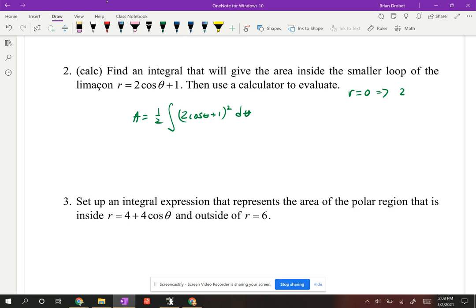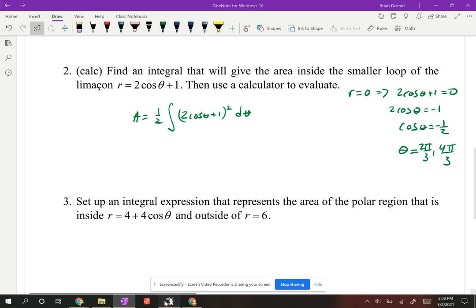So, here, let me be careful about this. 2 cosine theta plus 1 is 0. So 2 cosine theta is -1. So cosine of theta is -1/2. Now, using your knowledge of the unit circle, you should be able to work out the places where cosine of theta is equal to -1/2. That's when theta is at, no, 2 pi over 3 and 4 pi over 3.